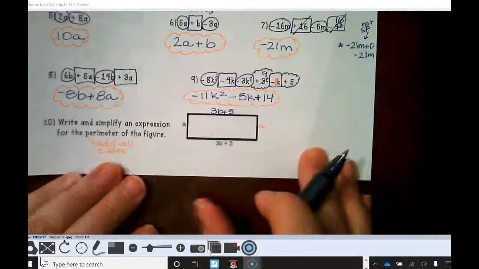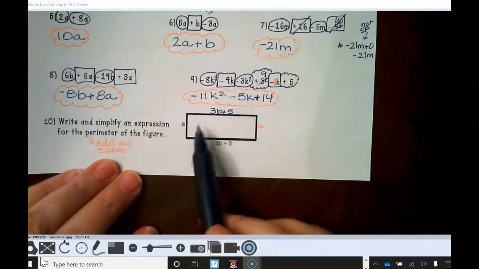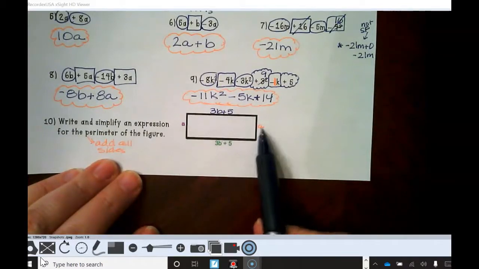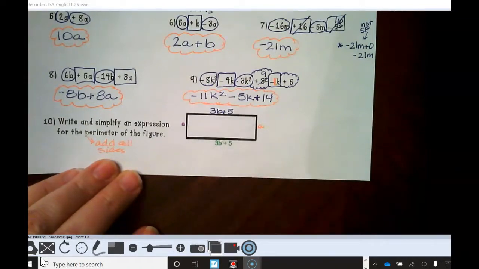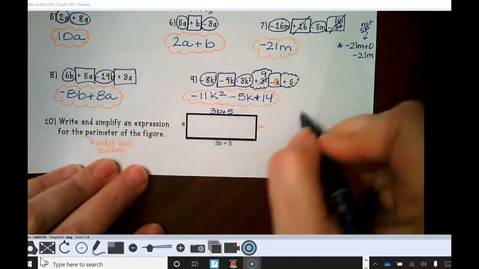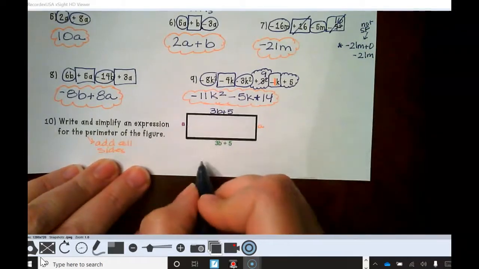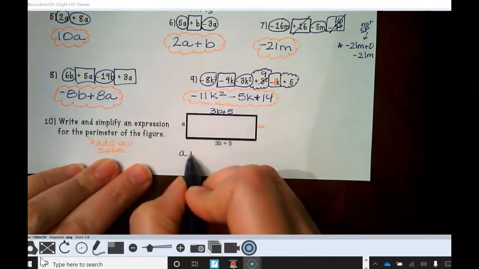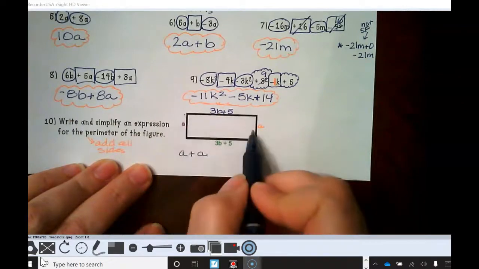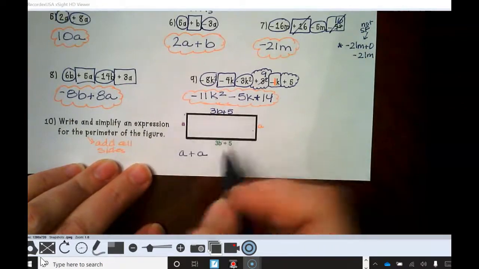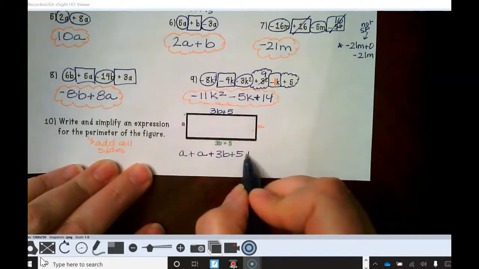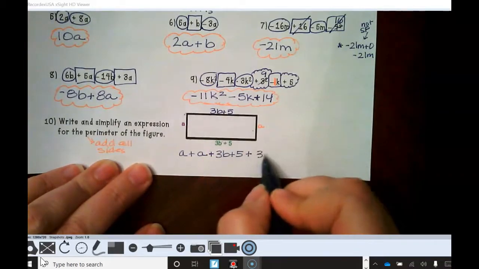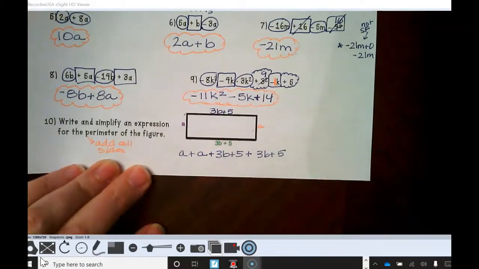And a lot of you could do the plain variables mentally. We're going to add 2 of these together. They're the same thing. You already know that. 1a plus 1a is 2a. If not, you would need to write, oh, this is going to be kind of long, a plus a. That takes care of these 2. And now I have to write these 2, plus, because it's perimeter, add everything together, 3b plus 5, plus the last side, 3b plus 5.